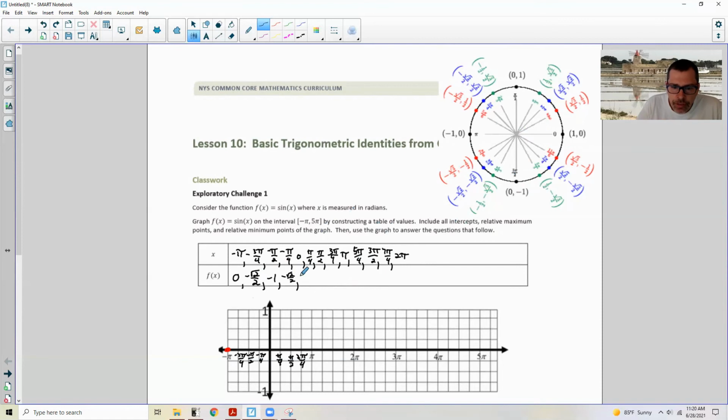Sine of 0 is 0. Sine of pi over 4 is this positive root 2 over 2. Sine of pi over 2 is 1. Sine of 3 pi over 4 is right here, root 2 over 2. Sine of pi is 0. So rather than keeping on going there, since we started at negative pi and did a full rotation getting back to pi, these are just going to keep repeating. So let's plot those points now.